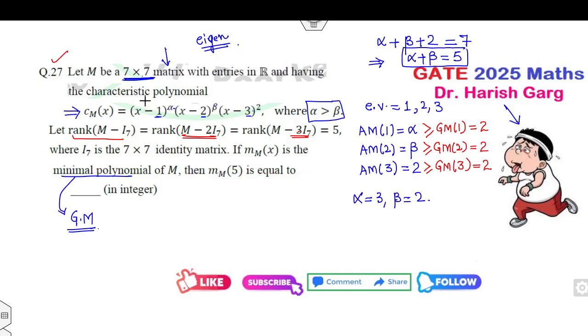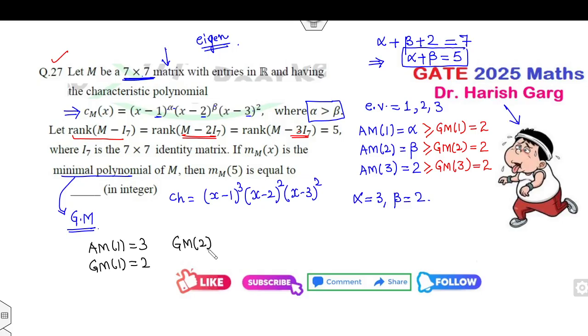Is it okay? Now the characteristic polynomial will be (x minus 1) cube, (x minus 2) square, (x minus 3) square. Is it okay? So if I quickly recall, the geometric multiplicity of 1 is 3. Is it fine? The geometric multiplicity and algebraic multiplicity of the eigenvalue 2 are both 2. And similarly, the geometric multiplicity and algebraic multiplicity of the eigenvalue 3 are both 2.